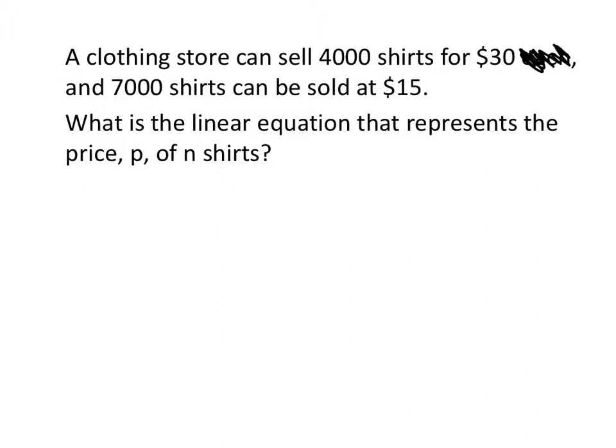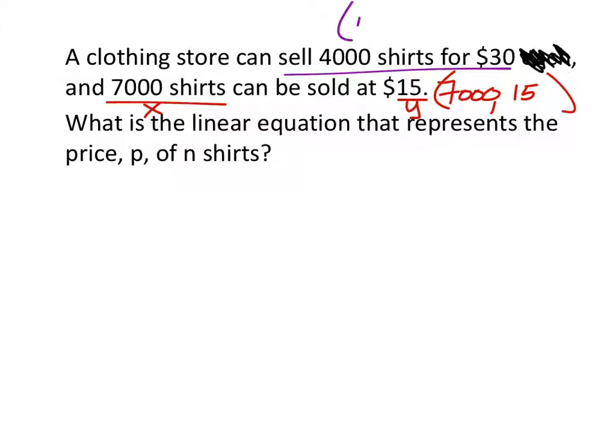Because on this one, it looks like the price is going to depend on the number of shirts sold, which means that the prices are Y values and the shirts are our X values. That's an independent, dependent stuff. Doesn't have to make complete sense, but it should make some sense, okay? So, on this one, this point, for example, would be 7,000, 15, and this point with the 4,000 shirts would be 4,000, 30.